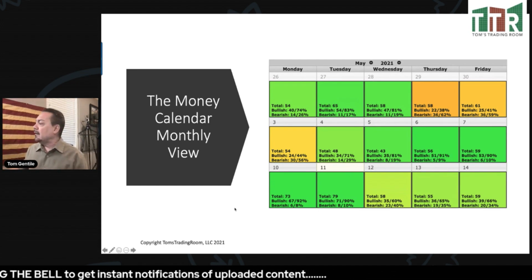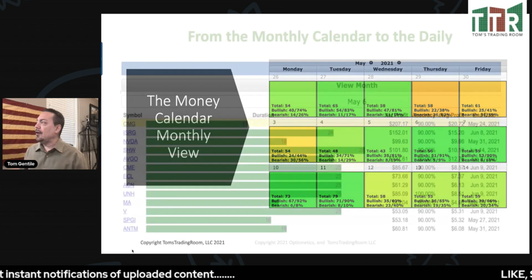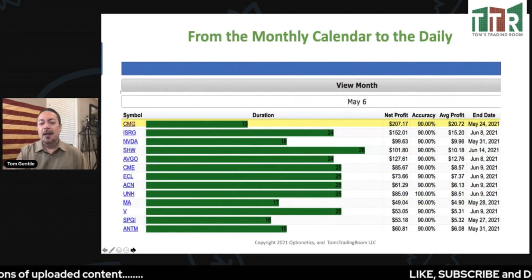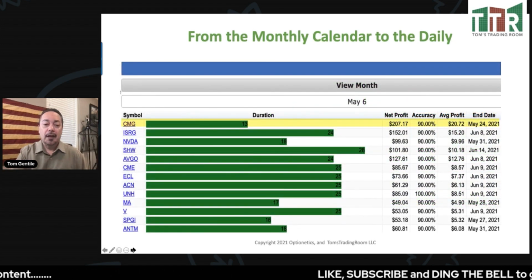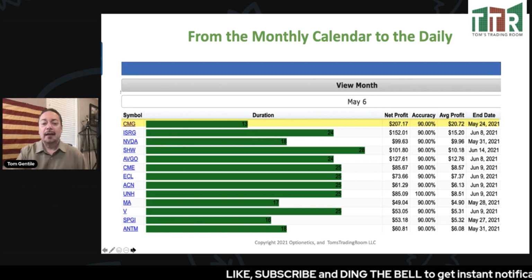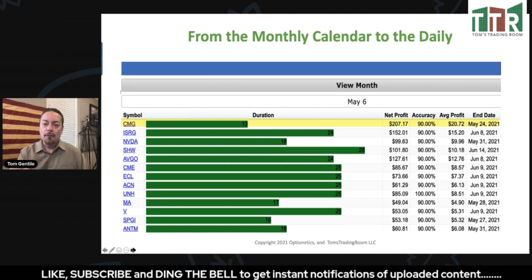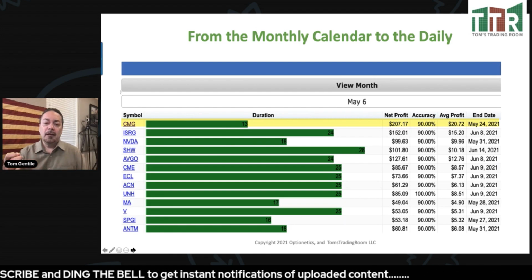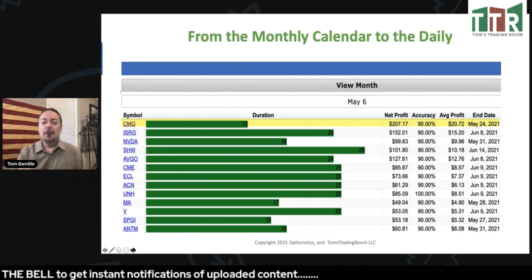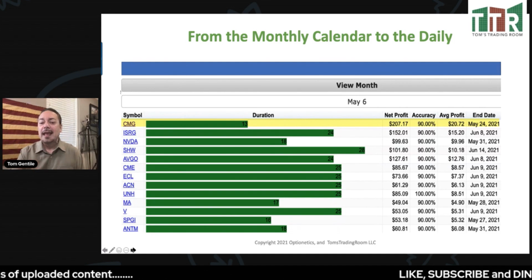From here, I can click on the actual day itself. And in this case, we're going to look at CMG. It was one of our top 10. So CMG I have highlighted. And what the money calendar tells me is it gives me the net profit of all of those years back. It tells me that in the last 10 years, this particular pattern was accurate, buying it today with an end date of May 24th, 2021.